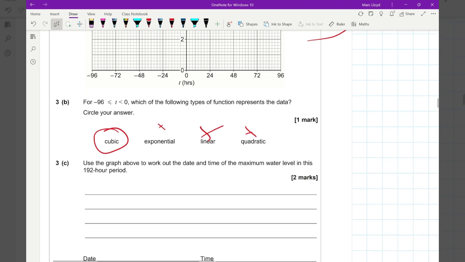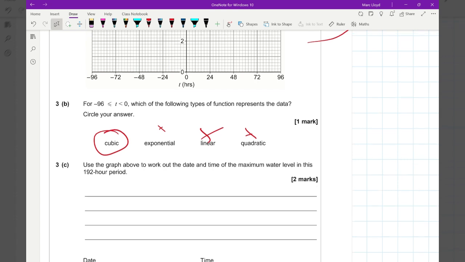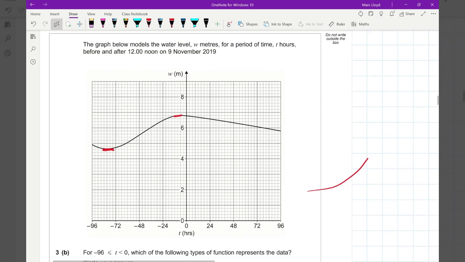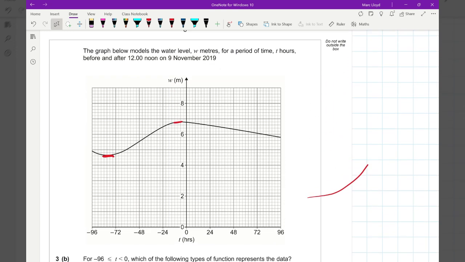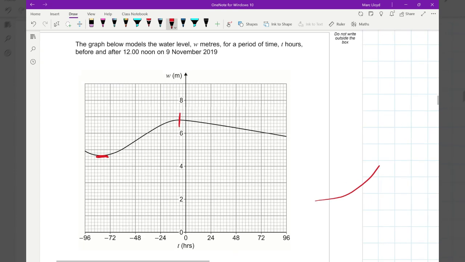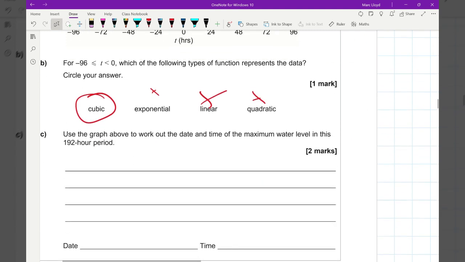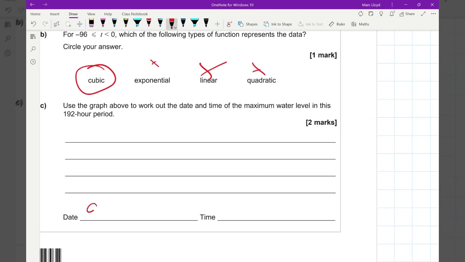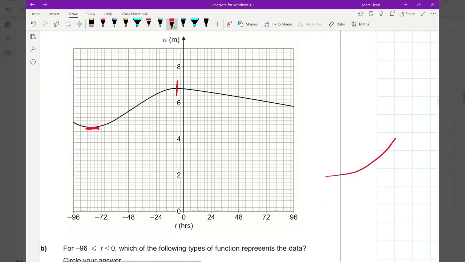Right, 2 marks. Use your graph above to work out the date and time of the maximum water level in this 192-hour period. So with this little wavy line, I'm going to just pop a little line there. I reckon that's the maximum point, and it's 2 squares before noon. So that means it's going to be on the 9th of November still. So the date will not change. Now let's check out the time.